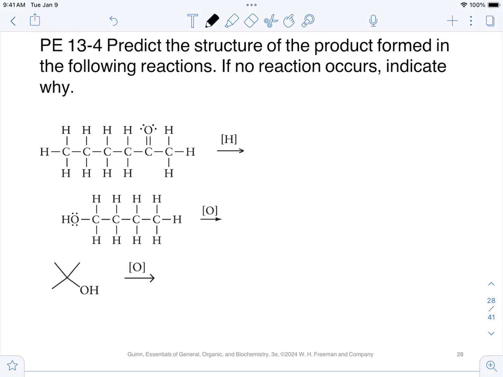Okay, here it says, predict the structure of the product formed in the following reactions. If no reaction occurs, indicate why. So again, our first one here, we have our H on top. And that H on top, this means it's a reducing agent. So that got oxidized, which means this guy is going to get reduced. It's going to gain H's. So we are going to look right at our O double bond C here.